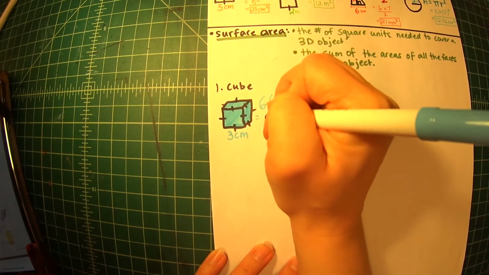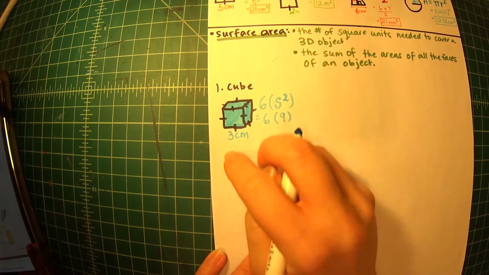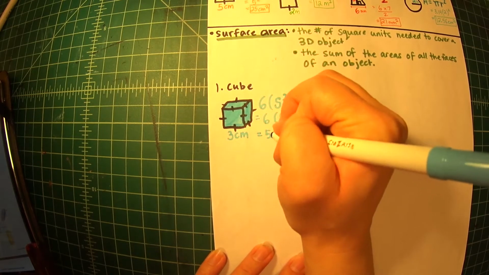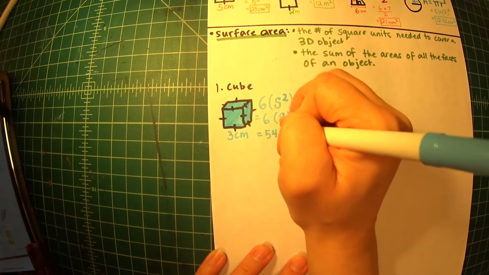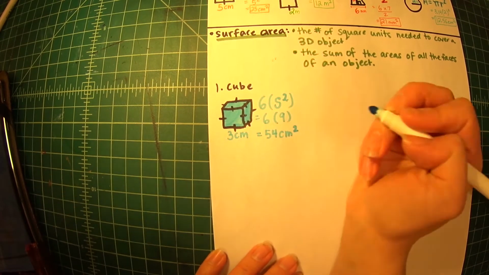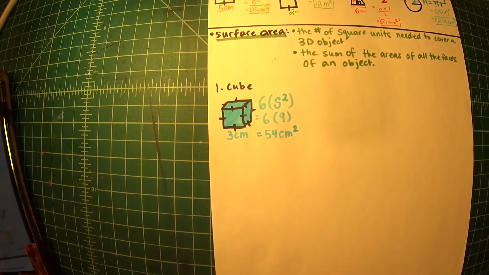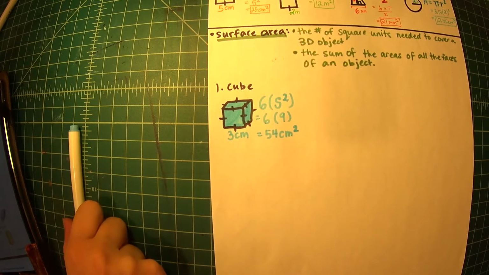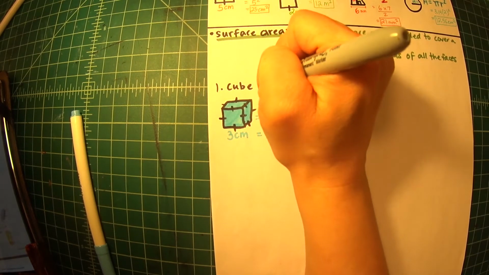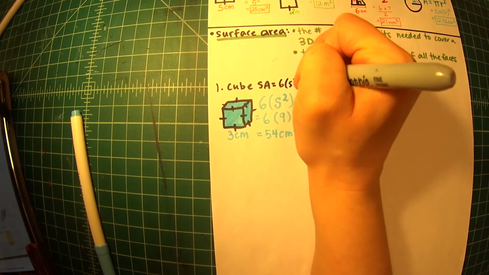So in this case, we'd go 6 times 9, because 3 squared is 9, and 6 times 9 is 54, and our units, centimeters squared, because we're talking about area. So we go to our original units and we just square them. So that takes care of the cube. So surface area for a cube, we just do 6 times the side length squared.